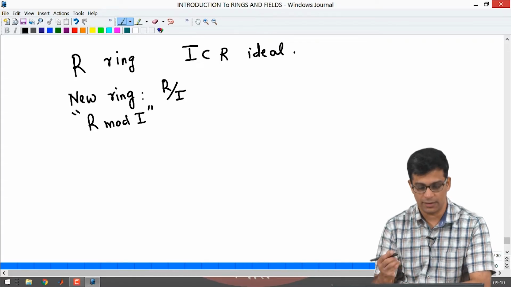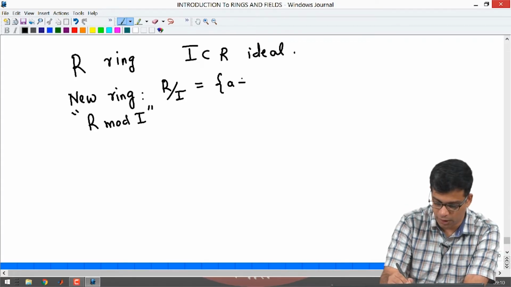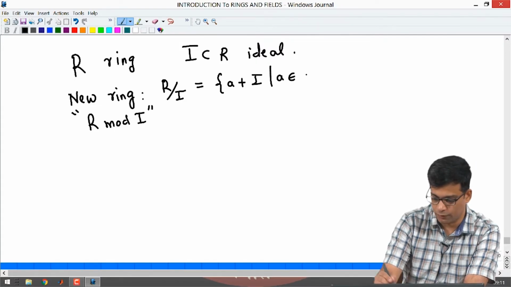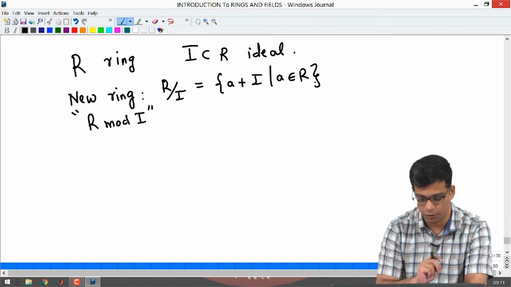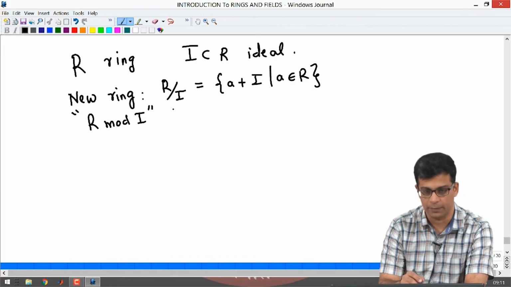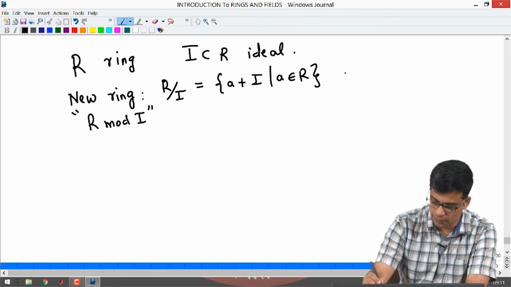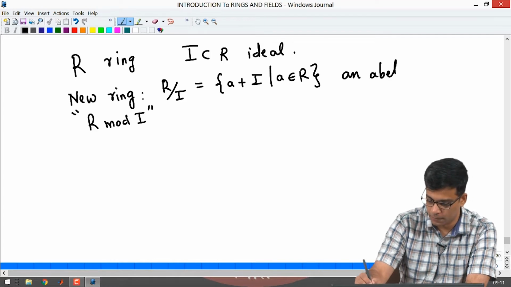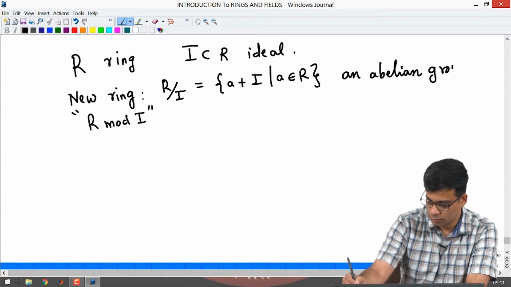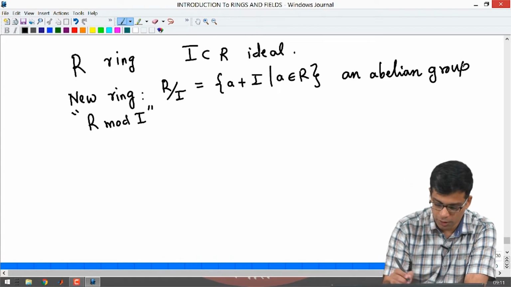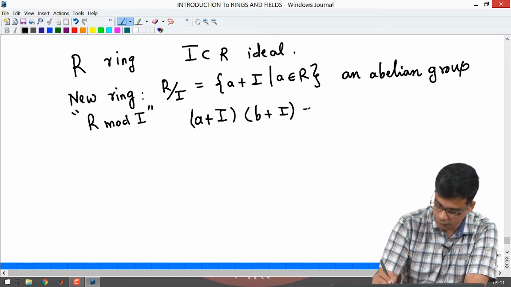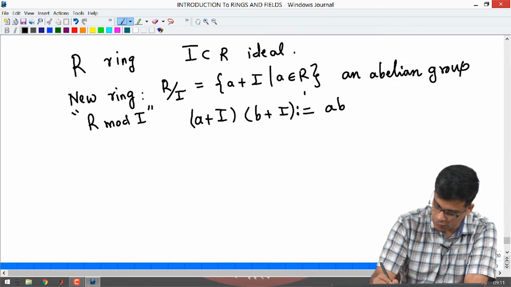Remember, as a set, this is simply the left cosets of I for the operation of addition defined on R. For the definition, all you need to consider is that R is an abelian group under addition and I is a subgroup of R under addition. So this is an abelian group automatically, as it is a quotient of an abelian group by a subgroup. Multiplication is defined by a plus I times b plus I is ab plus I. So, this is the definition.